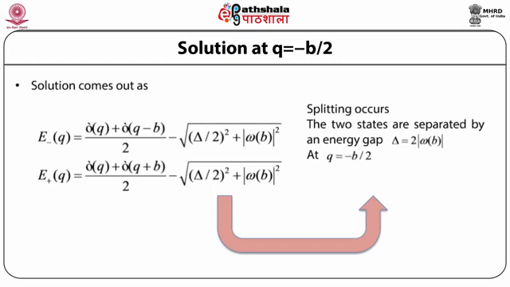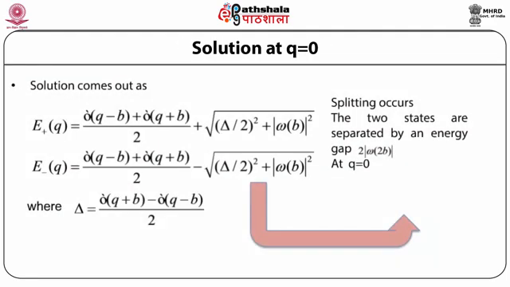A gap also occurs at Q equal to 0, where the free particle states with wave vectors Q plus minus B are degenerate. In a similar manner, we can calculate the gap at Q equal to 0. With the crystal potential, these become E plus and E minus. The expressions for E plus and E minus are shown in these slides, and clearly we see a splitting. The two states are separated by an energy gap of twice omega 2b at q equal to 0.